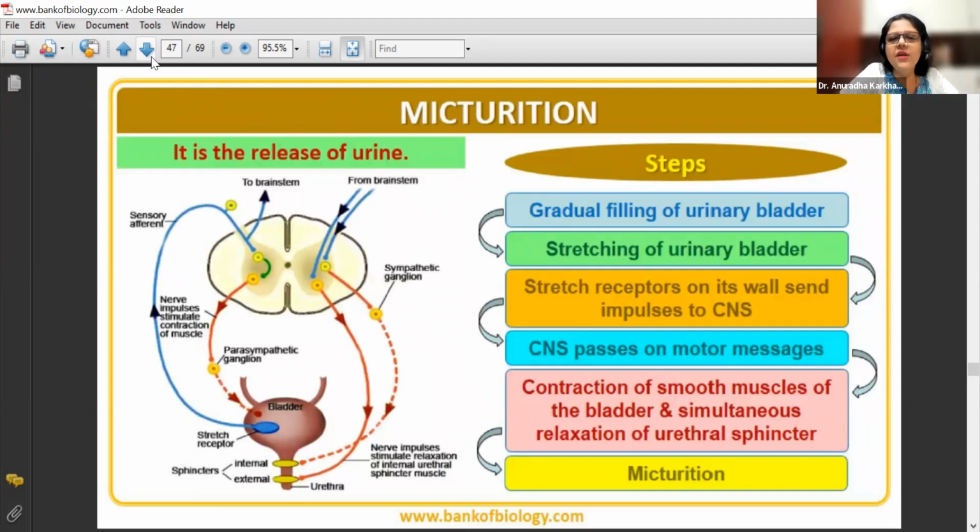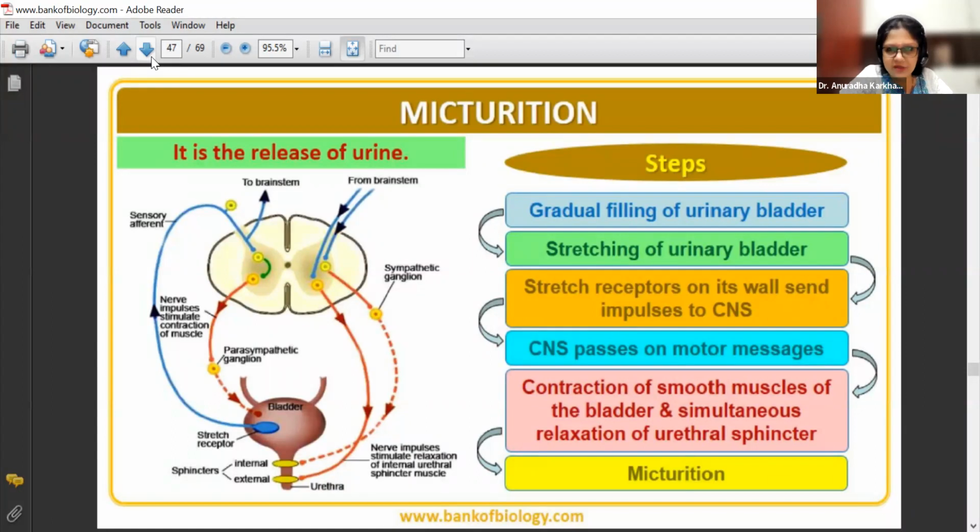Then we come to something called micturition. What is micturition? The sense or the feeling of needing to use the washroom to empty the bladder is called micturition. So you get the sense that now you have to empty out the bladder. Okay, so what are the steps? See, gradual filling of the urinary bladder, with continuous, drop by drop urine formation, the bladder keeps filling, but it's gradual. Stretching of the urinary bladder, I told you the urinary bladder has stretch receptors. So see, stretch receptors on its wall send impulses to the CNS.